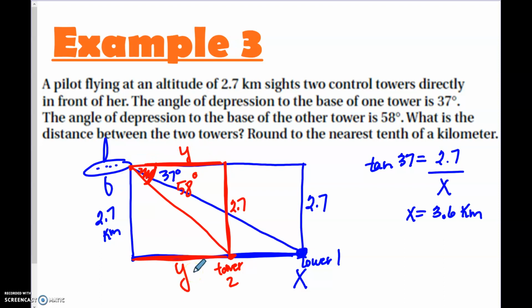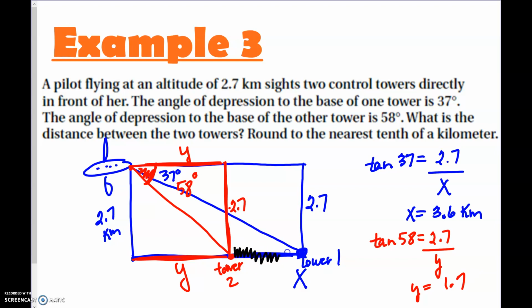So now I'm going to find my y value. This time I'm going to do the tangent of 58. So tangent of 58 is going to be opposite 2.7 over, and I'm just calling it y, so we have two different values here. So now we're going to do 2.7 divided by the tangent of 58, and I got this one to be 1.7. So y is 1.7. What they ultimately want to know is what is the distance between these two towers?